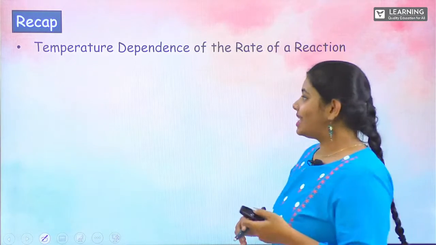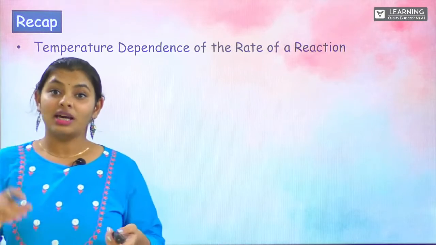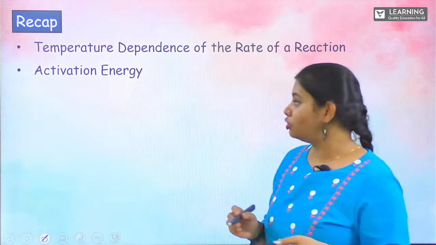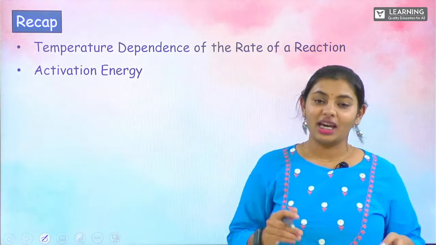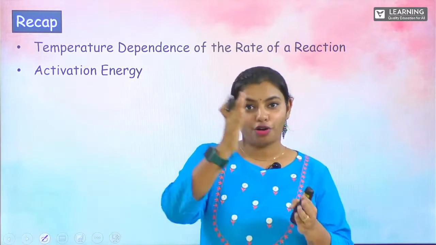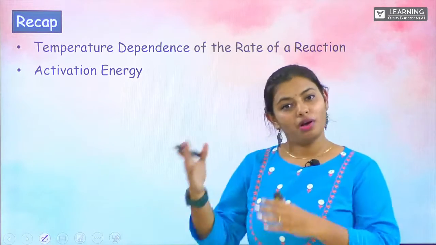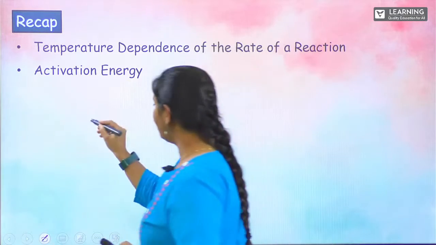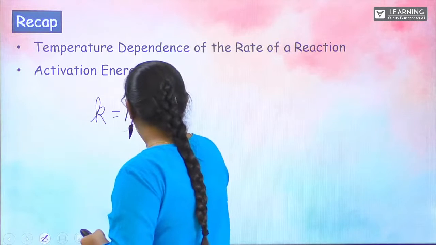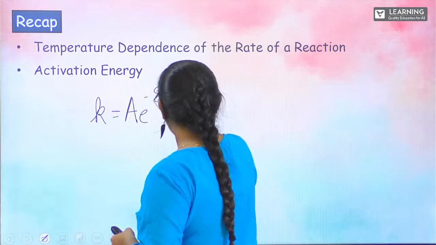We learned how the rate of the reaction is temperature dependent, and along with that we studied what activation energy is. Activation energy is the energy required by the reactant in order to cross the threshold energy barrier so that it can form the product. We also studied the Arrhenius equation, K is equal to, right? So we studied this particular equation.